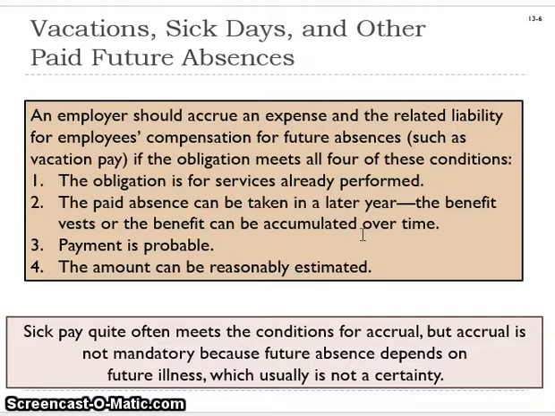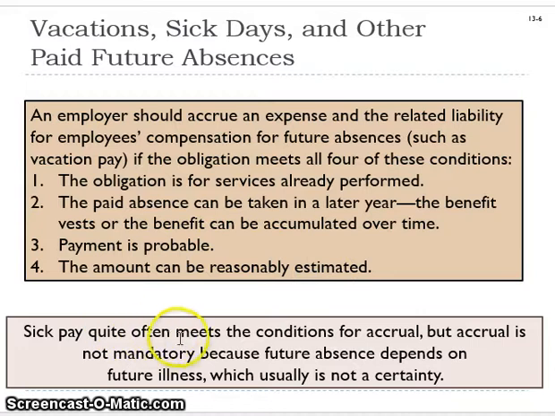So anyway, in this case, if you can take it in a later year, or you can accumulate it, vacation, sick days, whatever, then you do need to record that as a liability. Payment is probable, all right? Meaning you do intend to make the payment for vacation days, and that you can reasonably estimate the amount. All right, these two items are going to repeat. You're going to see this as a theme as we get into contingent liabilities a little bit later. The payment has to be probable and estimable to record the liability.